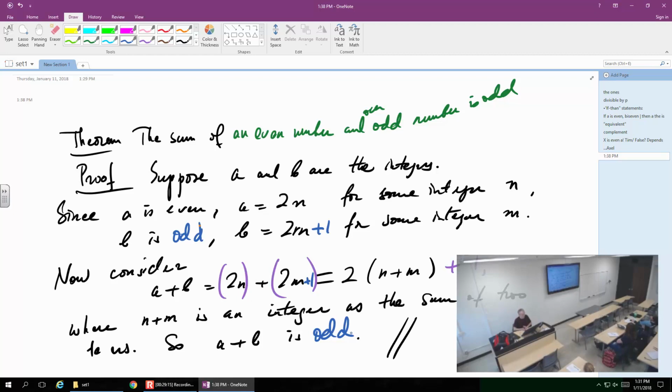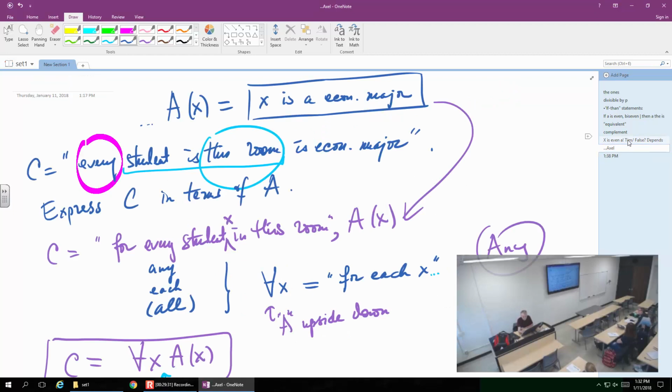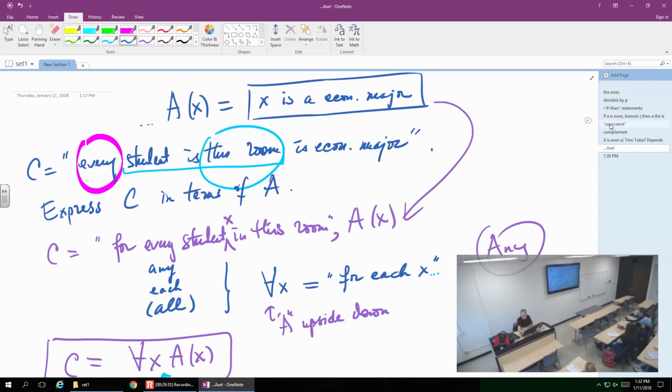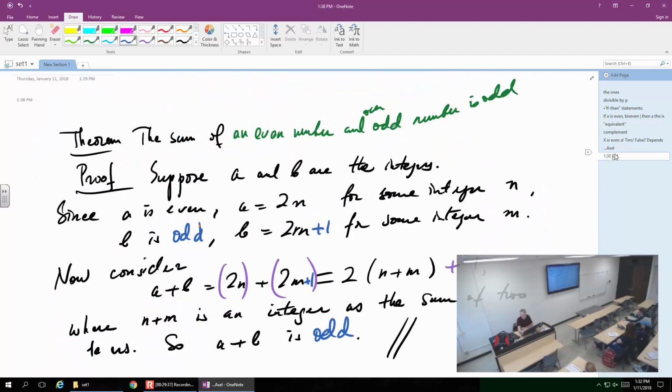So yes, you see we demonstrated that even plus odd is odd. Well, odd plus even is also odd. How do we justify that? Just flip it. And finally, odd plus odd, I'll let you think about it at home. Once again, take this proof and show that odd plus odd is even. So think about that.